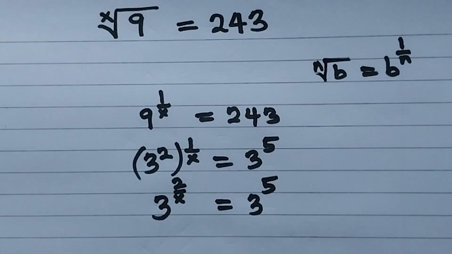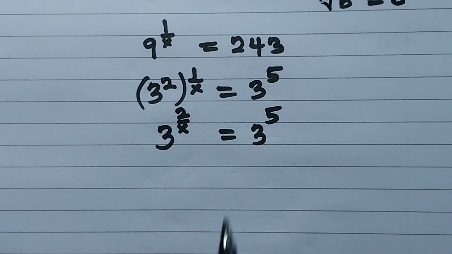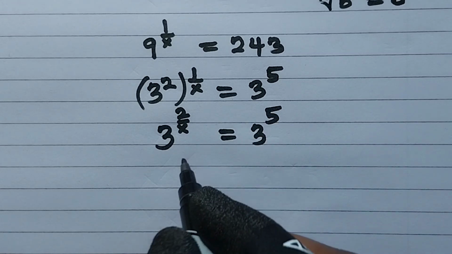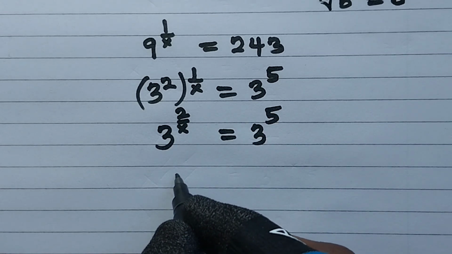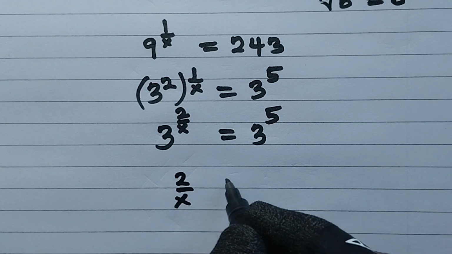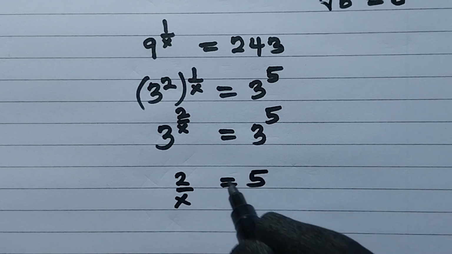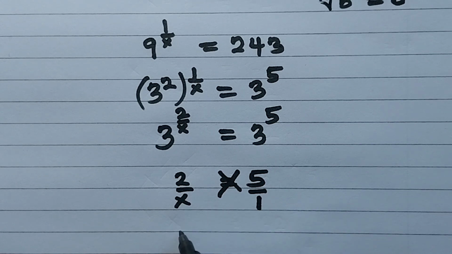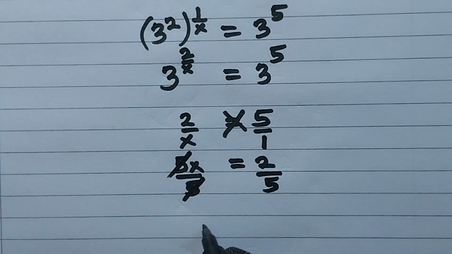Okay. So now that we have the same base, it means we can simply equate the powers. So we have 2 over x is equal to 5, and by cross multiplying we see that 5x is equal to 2. Go ahead and divide both sides by 5. And you see that x is 2.